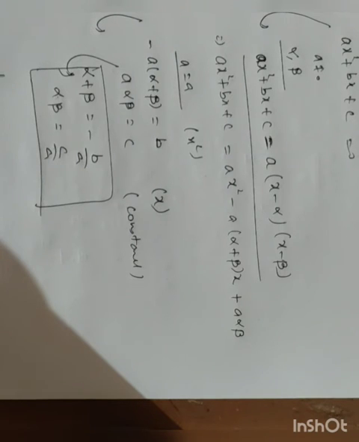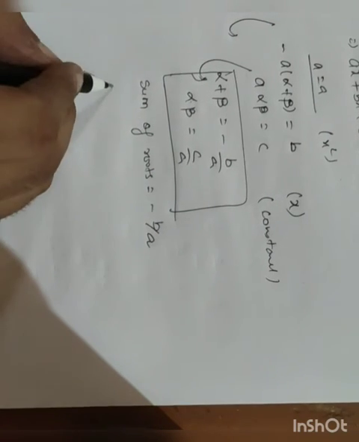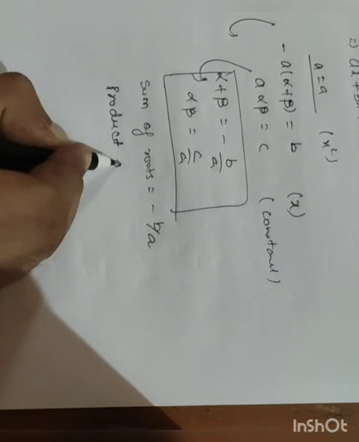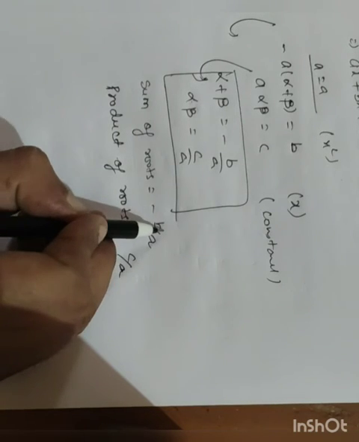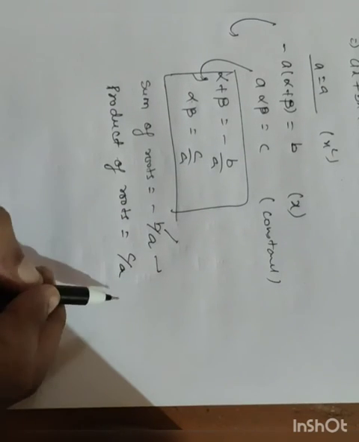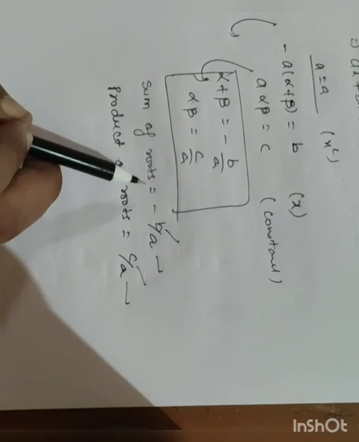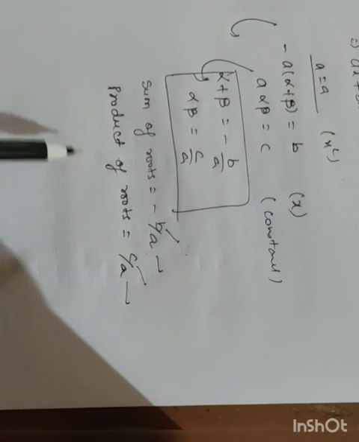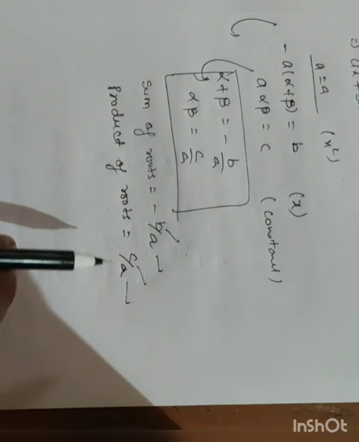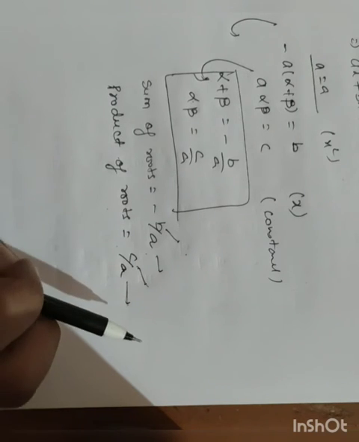Hence, sum of roots is equal to minus b by a, product of roots is equal to c by a. What is b? b is the coefficient of x, a is the coefficient of x², c is the constant term. So sum of roots can be represented as minus times the coefficient of x by the coefficient of x². Similarly, product of roots can be expressed as the constant term divided by the coefficient of x².